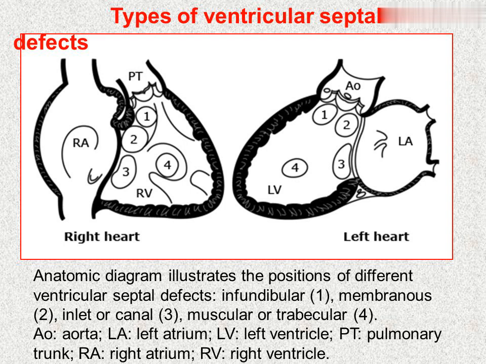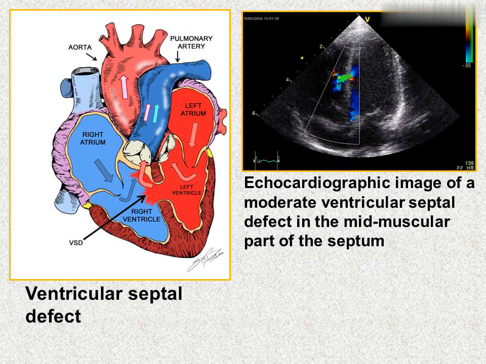Types of ventricular septal defects. Anatomic diagram illustrates the positions of different ventricular septal defects: infundibular, 1, membranous, 2, inlet or canal, 3, muscular or trabecular, 4. Aorta, LA, left atrium, LV, left ventricle, PT, pulmonary trunk, RA, right atrium, RV, right ventricle, ventricular septal defect.